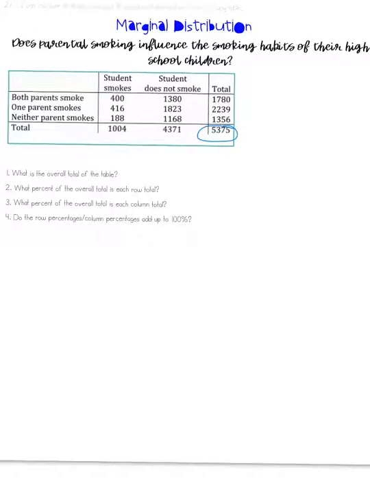So when I'm talking about rows, I'm talking about these numbers right here. When I'm talking about rows, my variable is whether or not their parents smoke and how many of their parents smoke. So I'm thinking, what percentage of students have both parents that smoke, one parent that smokes, or neither? So I'm simply going to take these values and divide them by that 5375 to see how that breaks down. So I'm only looking at one variable at a time.